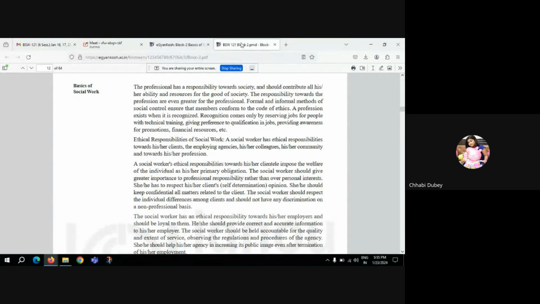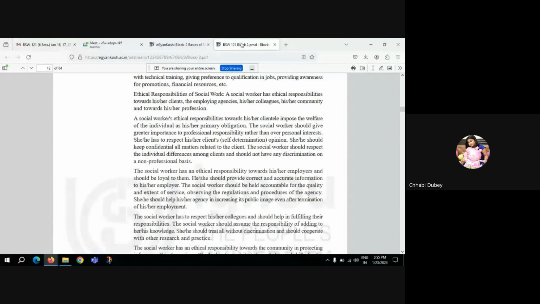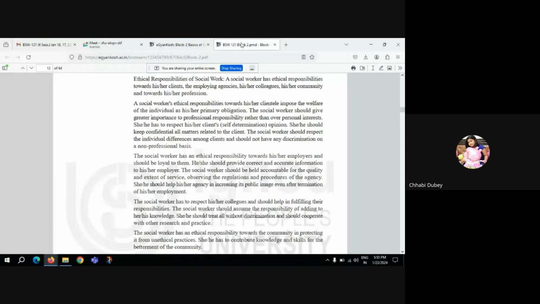Then there is an ethical responsibility towards the employer. That means that they need to provide the employer with the correct information, they need to be loyal to them, they need to be held accountable for the quality and extent of service, and observe the regulations and procedures of the agency. They need to keep the agency in public image, improve the public image of the agency. Okay, so these are some of the ethical responsibilities towards the employer.